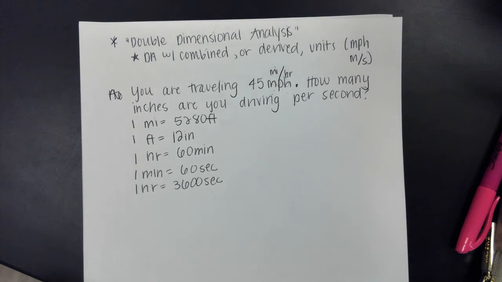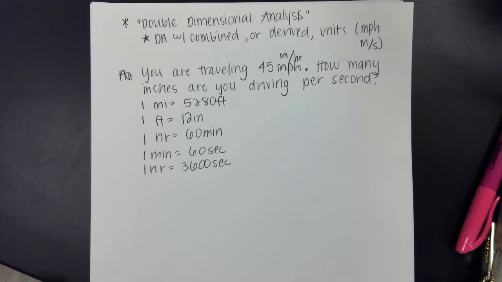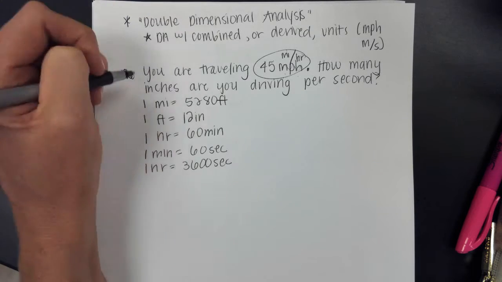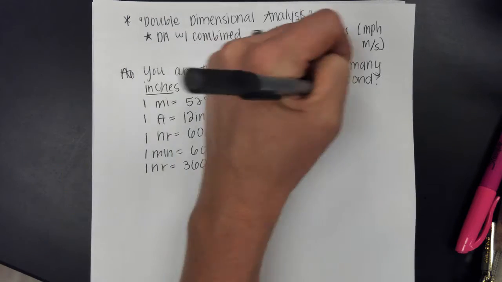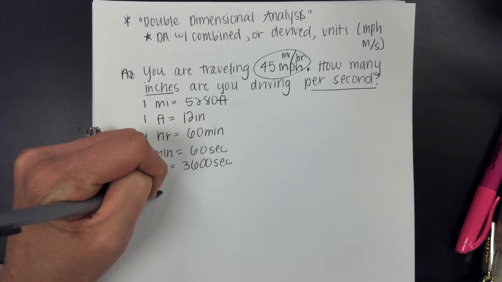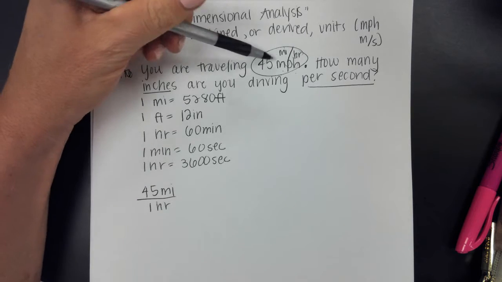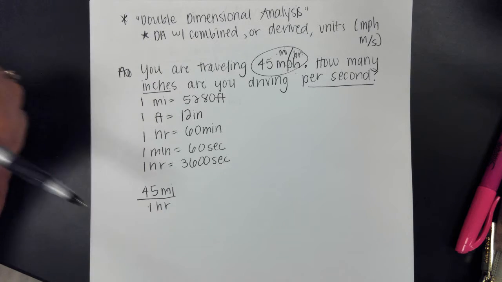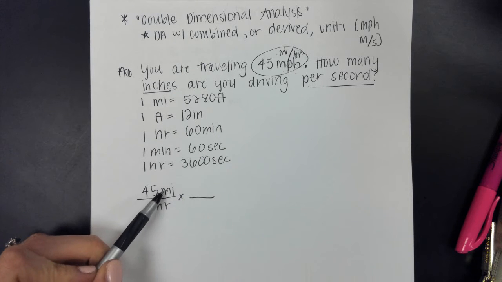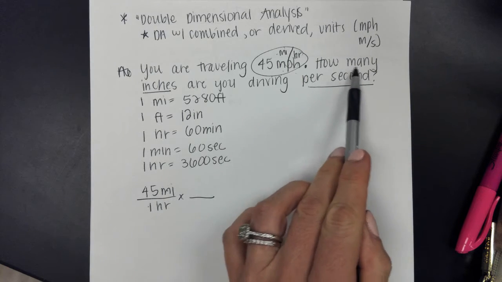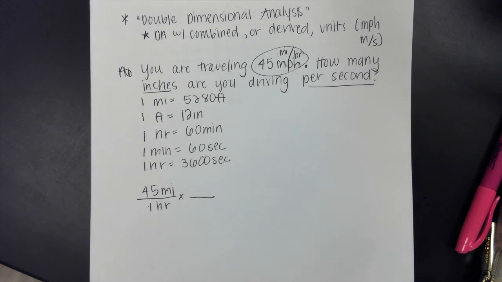I'm just going to start you off, and then you try to finish it. I'm going to circle what I'm given, and I'm going to circle what I'm trying to get. I want inches per second. So 45 miles per 1 hour, 45 miles per hour. You need to cancel out miles, and you need to cancel out hours, and you want to end up with seconds and inches. So try that. It's going to be quite a few steps, and then we'll keep practicing that tomorrow.